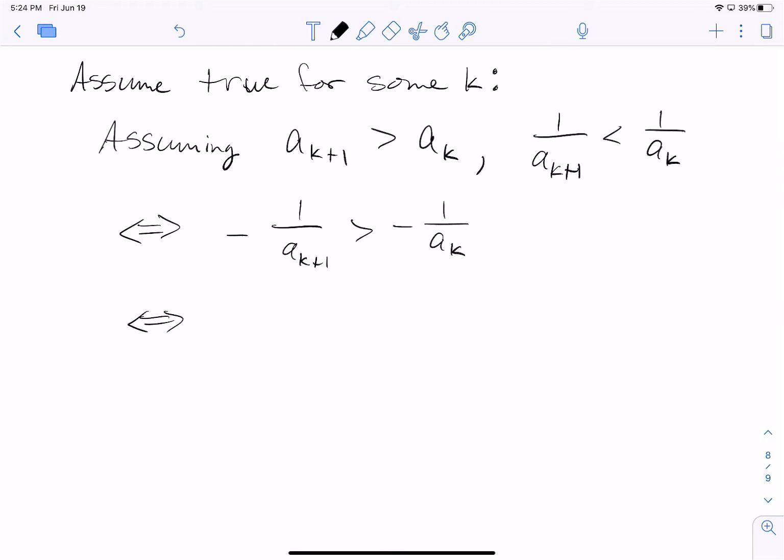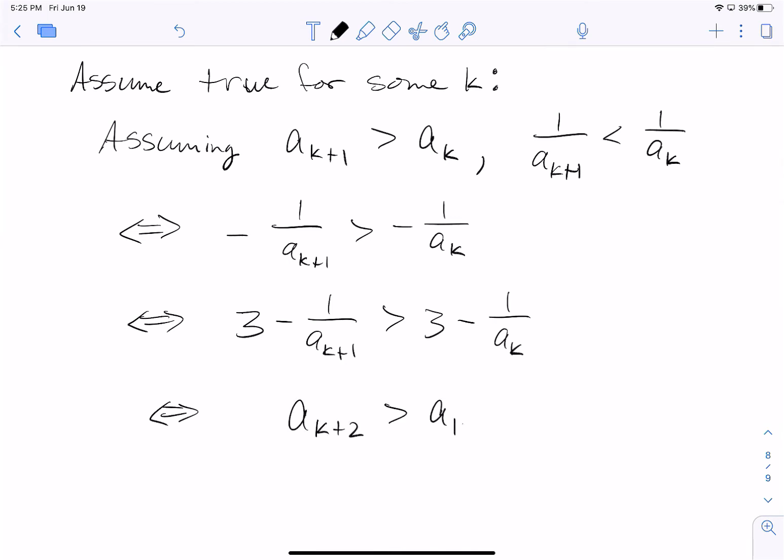That's true if and only if 3 minus 1 over a sub k plus 1 is greater than 3 minus 1 over a sub k, which is another way to say, but I'll use an if and only if, that a sub k plus 2 is greater than a sub k plus 1. Almost forgot about that last little bit, because what we have on the right is the expression that gives us a sub k plus 1. And if you think about it, you'll notice that what we have on the left is an expression for a sub k plus 2.